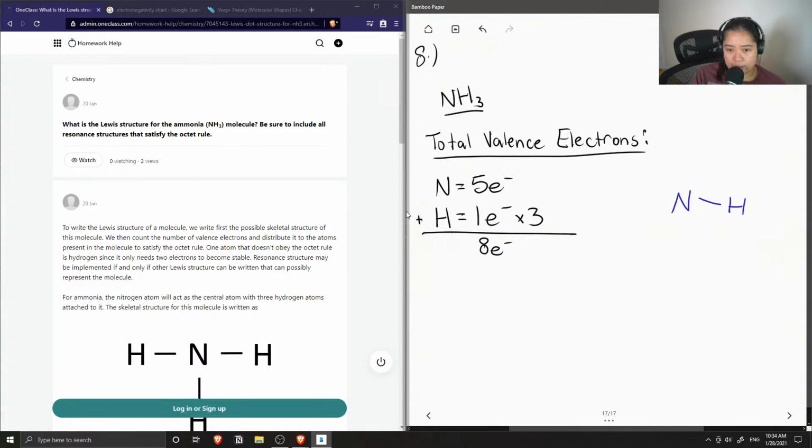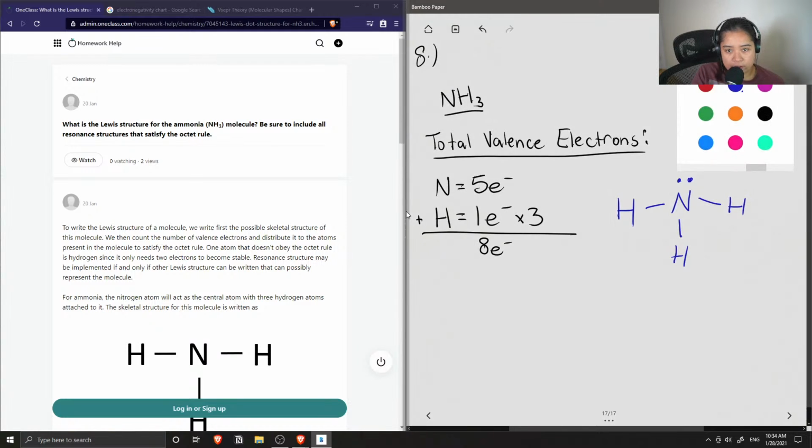So now that we know nitrogen's our central atom, we can draw its 3 bonds to hydrogen. And if we recall that each bond contains 2 bonding electrons, and we have 3 bonds, we only have 6 electrons drawn so far, so we need to put the remaining 2 electrons on our nitrogen. Okay, so this gives us the final Lewis structure of NH3.